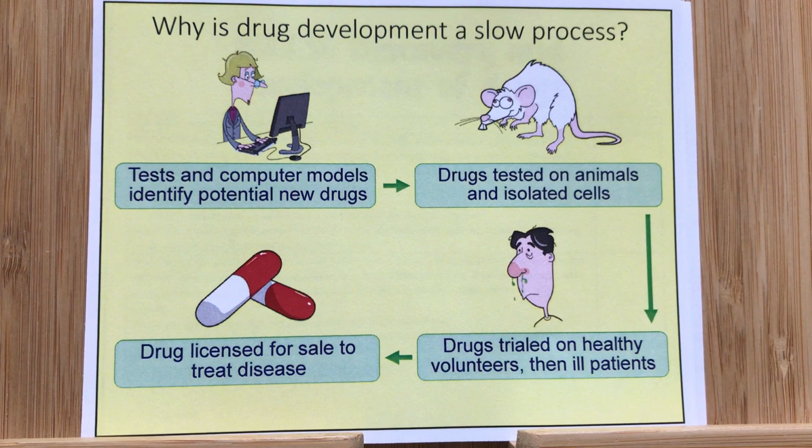Then it's tested on isolated cells and animals, and that's in the preclinical stage, and then tested on healthy volunteers and then ill patients, and we'll look at why that is shortly. Once that's gone through peer review and it's been okayed for use, then that drug will be licensed for sale to treat diseases, and this can take about a decade.